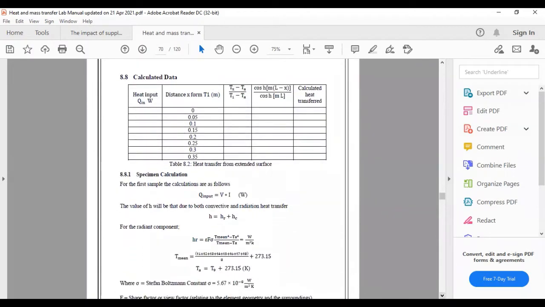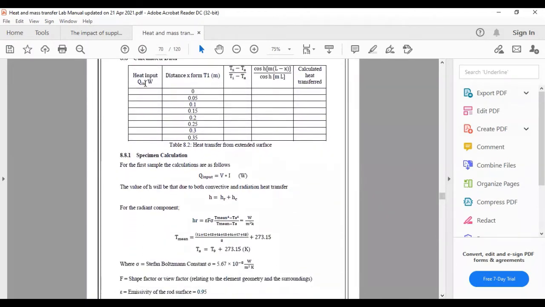So now we will learn how we will use all of these readings. The first column is about the heat input. This is Q in watt. W is the unit, watt. So it is a formula: Q input is basically voltage into current. We have measured the voltage and current. We will multiply those values and we will get the reading of this heat input. So for one value of heat input, we will calculate all the other parameters, and for the second set of readings, we will change the value of this voltage and current.